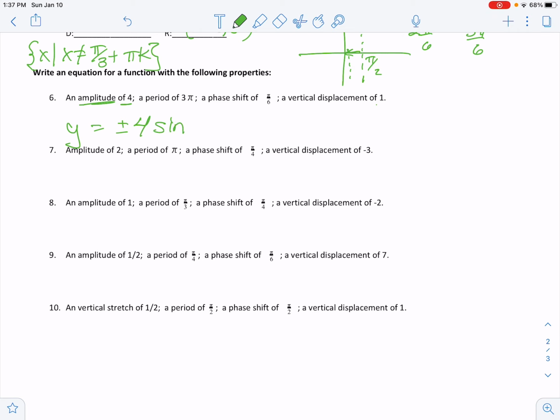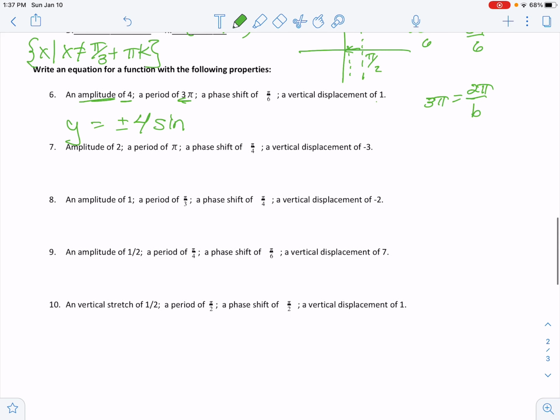If the new period is 3 pi, so the new period equals the old period, which is 2 pi, over b. You multiply by b and divide by 3 pi. So you get 2 pi divided by 3 pi. So b is 2/3. If you put it on the outside, you don't have to worry about it. A phase shift of pi over 6. So you subtract that, vertical displacement of 1.